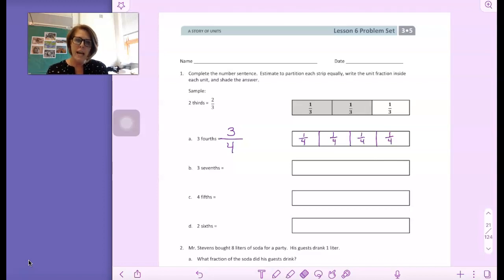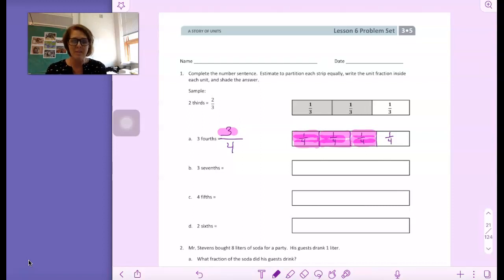And then we're going to shade. Three, whoops, did my eraser instead of highlighter. We're going to shade three of those fourths. So one, two, three. You can shade them in completely if you want to. You can draw diagonal lines to show the shading, but we want to still be able to see those unit fractions, so don't shade them real dark.